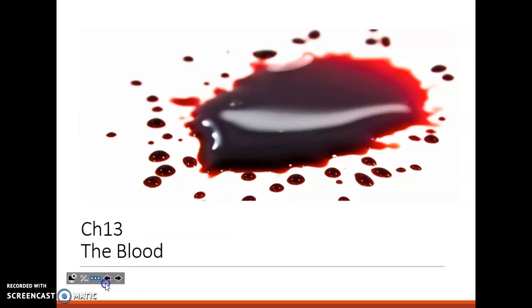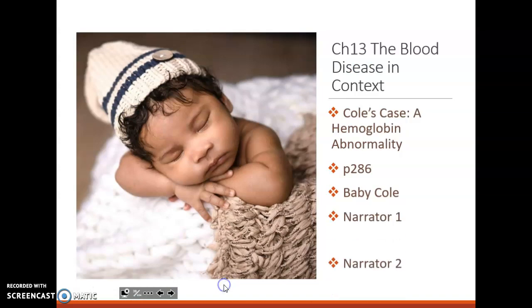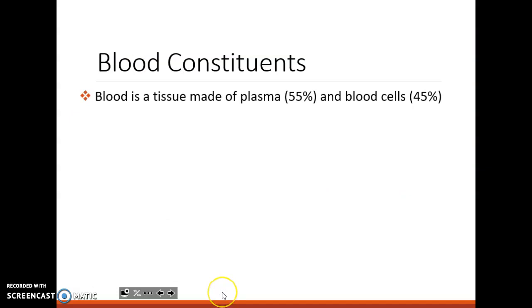All right, so our last chapter in this unit is Chapter 13, the blood. So we're going to learn about baby Cole in class and his hemoglobin abnormality. Right now, let's talk about the different parts of blood.